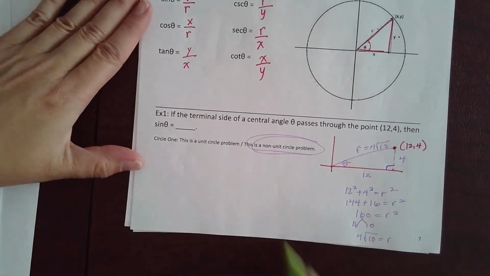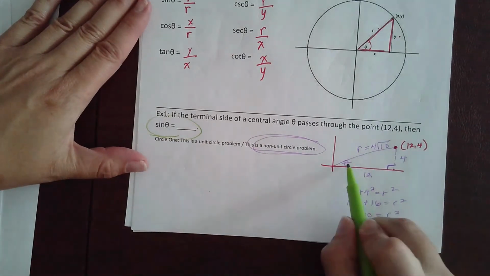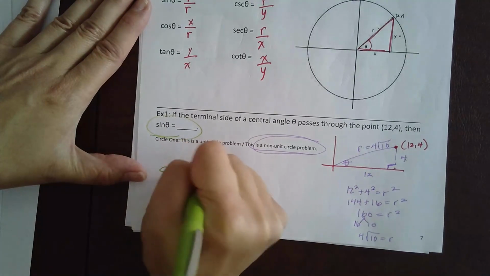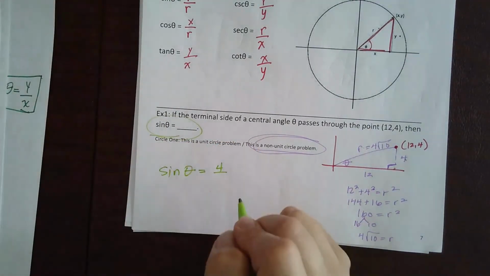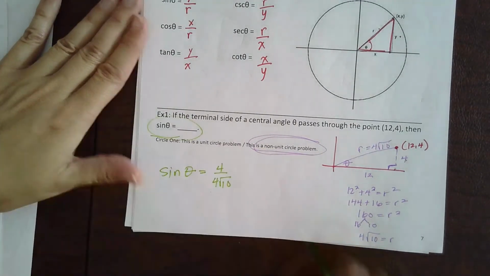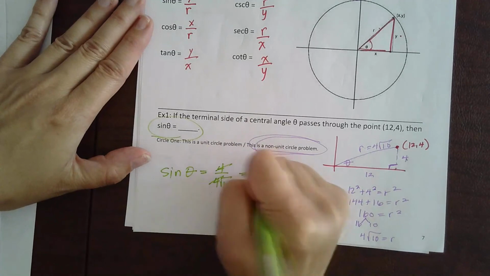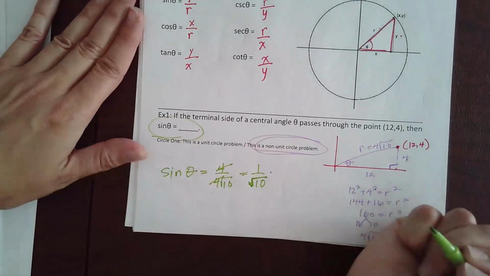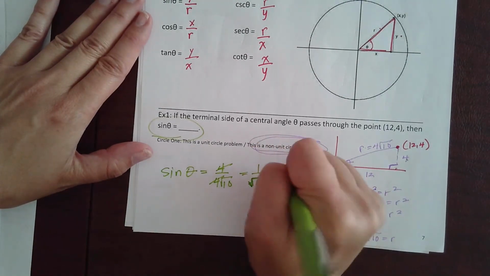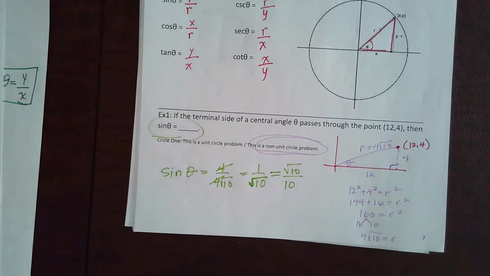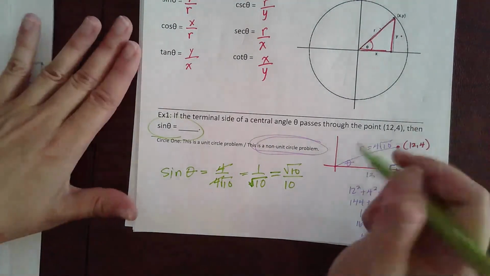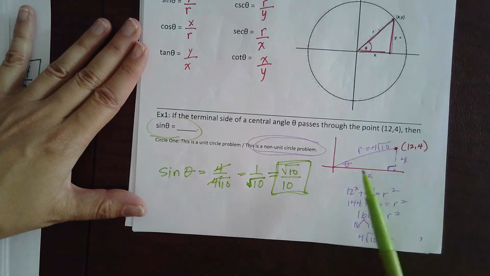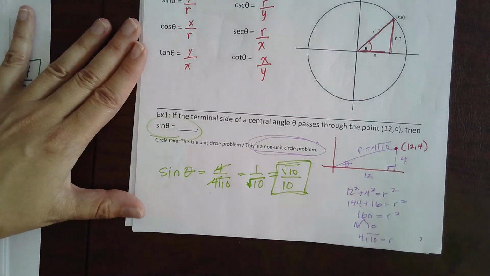All right, so let's answer the question. I want to find sine of theta. Well, sine of theta is your opposite, or y value over r value. So sine of theta is equal to y over r. So r is 4 root 10. So we're going to reduce 4 and 4. So I get 1 over root 10. And let's go ahead and rationalize that by multiplying by root 10 over root 10. So I get root 10 over 10. So in this one, I am just asking for the sine. This is not on the unit circle, so my sine value is the ratio of your y value over your radius.